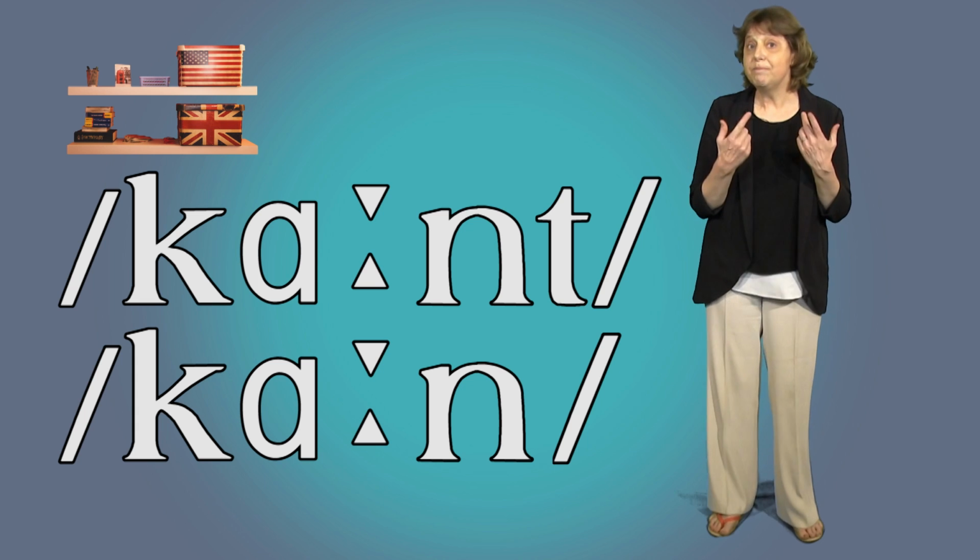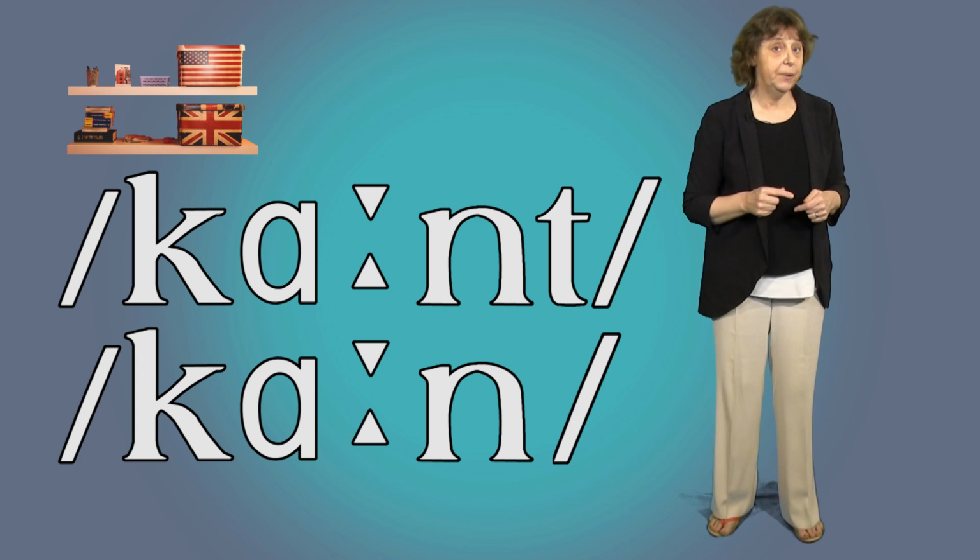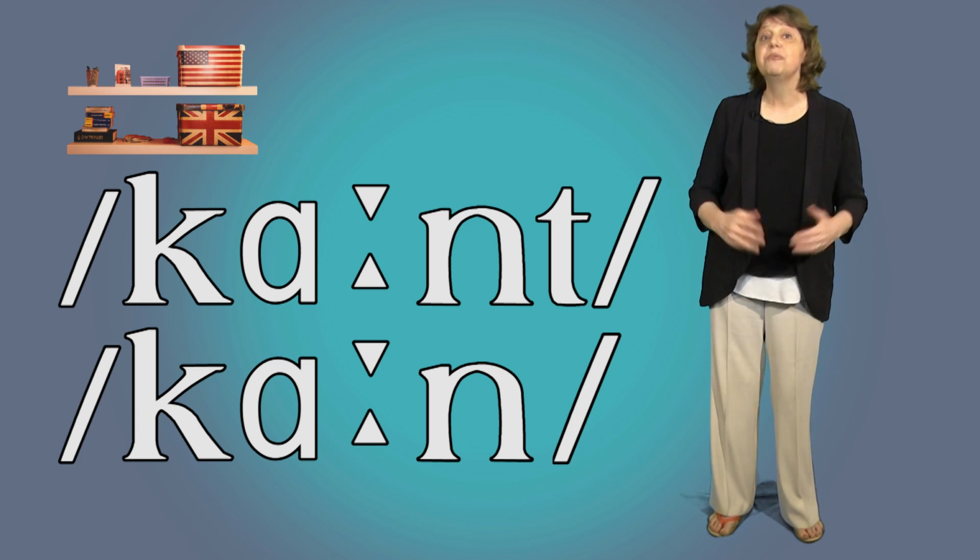In British English, we generally pronounce our T sounds more clearly than Americans, especially if we're speaking carefully. But when we're speaking casually and informally, we often don't say them, just like Americans. I can't. In British English, sometimes we say the T and sometimes we don't. I can't see.